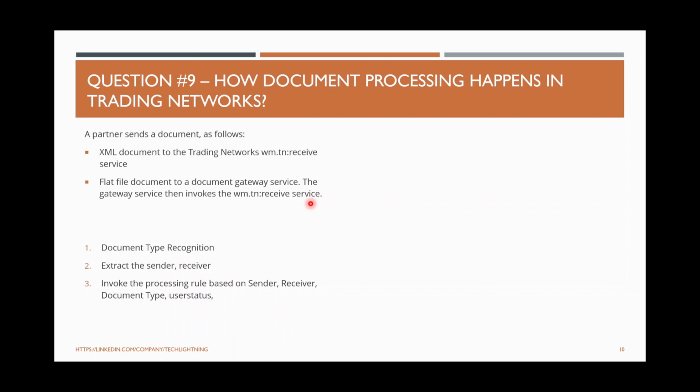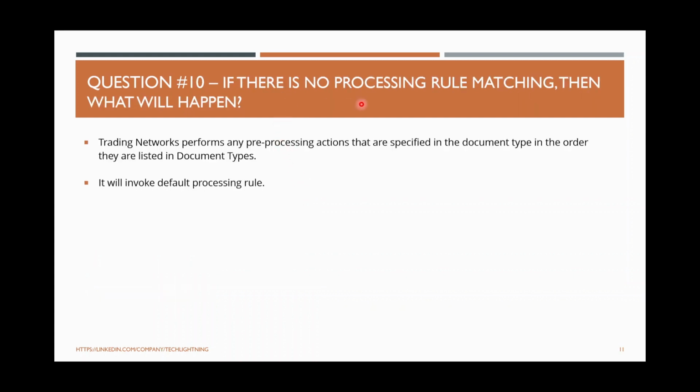I'll move on to the next question. If there is no processing rule matching, then what will happen? For example, in your processing rules, assume you have 20 plus processing rules which are in enabled status, and a document is coming from your particular partner, but there is no processing happening because there is no processing rule matching. So what will happen?